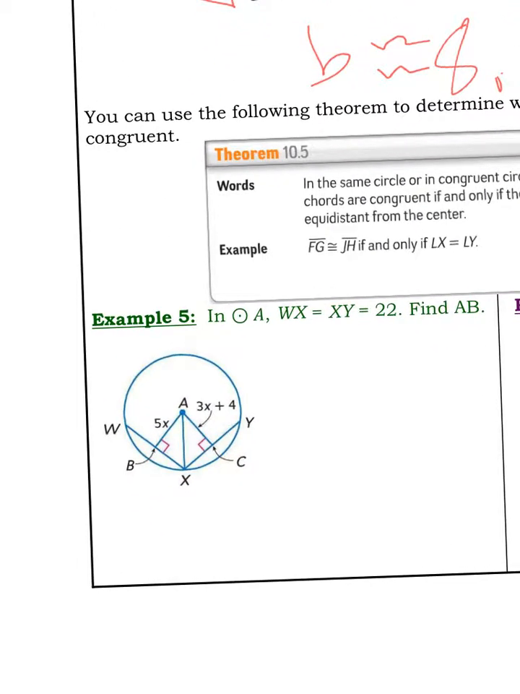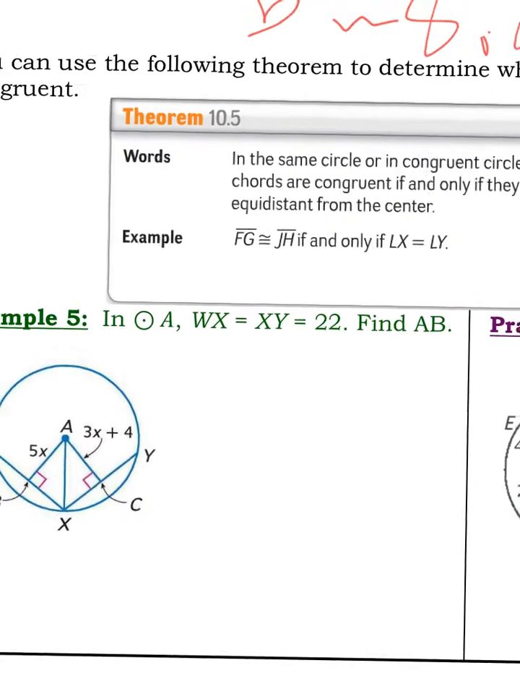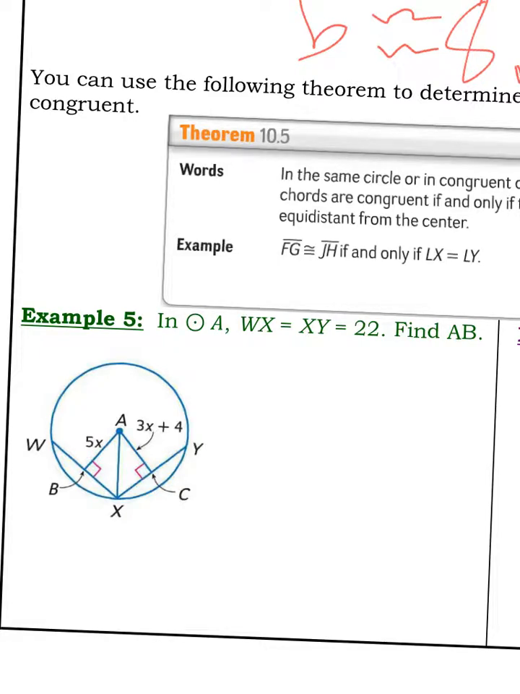WX equals XY, so we have two chords that are equal to each other, and they're both equal to 22. Find AB. Okay, to figure out AB, do I use 22? No. All I need to know is, since the chords are equal to each other, they're the same distance away from the center, which means I just go 5x equals 3x plus 4. To figure out AB, I'm going to solve for x and then just plug it back in.